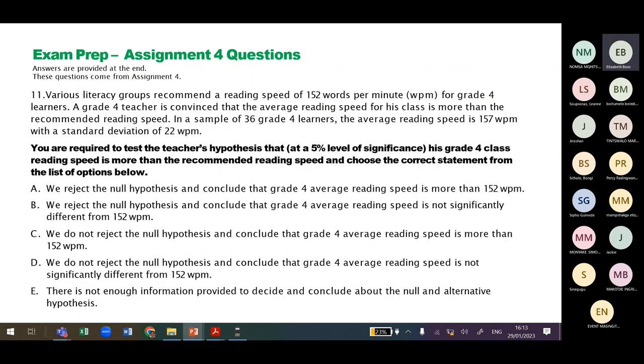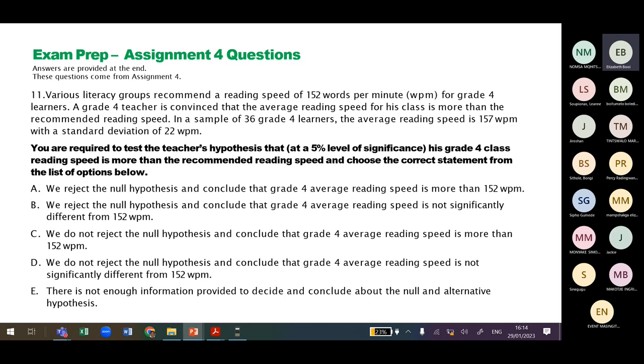And we get a very long question. Various literacy groups recommend a reading speed of 152 words per minute, WPM, for grade 4 learners. A grade 4 teacher is convinced that the average reading speed for his class is more than the recommended reading speed. In a sample of 36 grade 4 learners, the average reading speed is 157 words per minute, with a standard deviation of 22 words per minute.